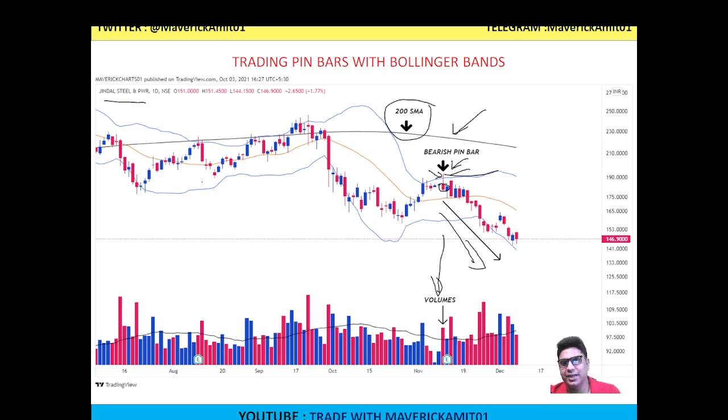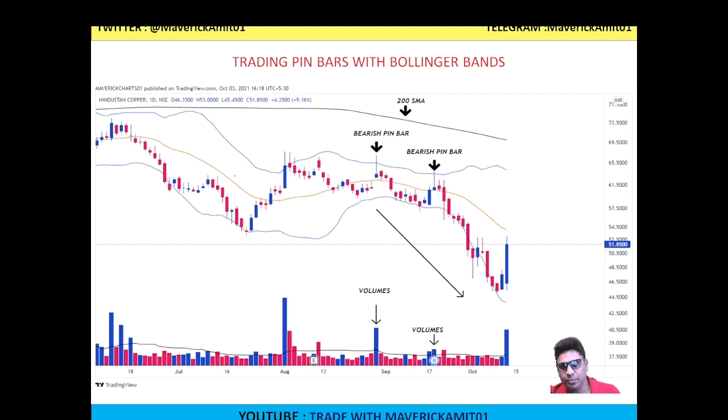Let us have a look at another example, friends, to understand this bearish pin bar setup. This is a chart of Hindustan Copper, and you can have a look at this chart for some time. And I have marked two bearish pin bars which are clearly visible on the chart. This is my first bearish pin bar, and this is my second bearish pin bar.